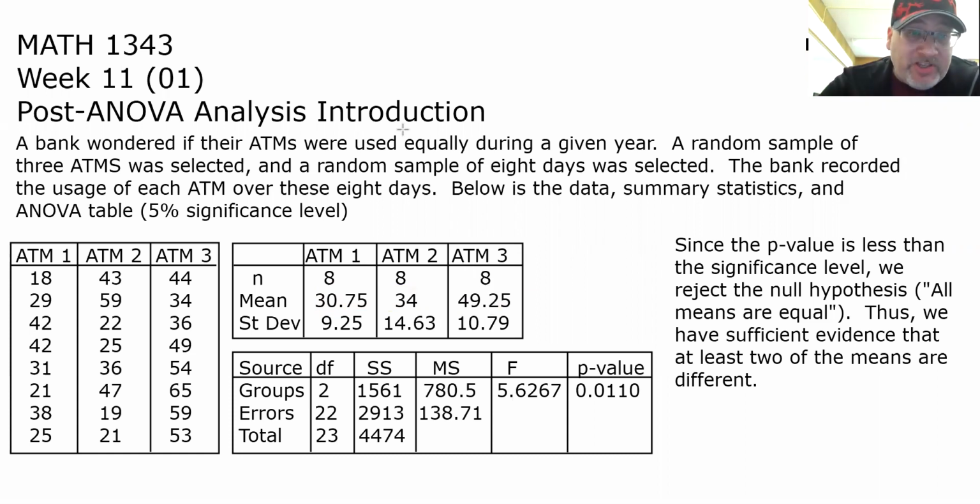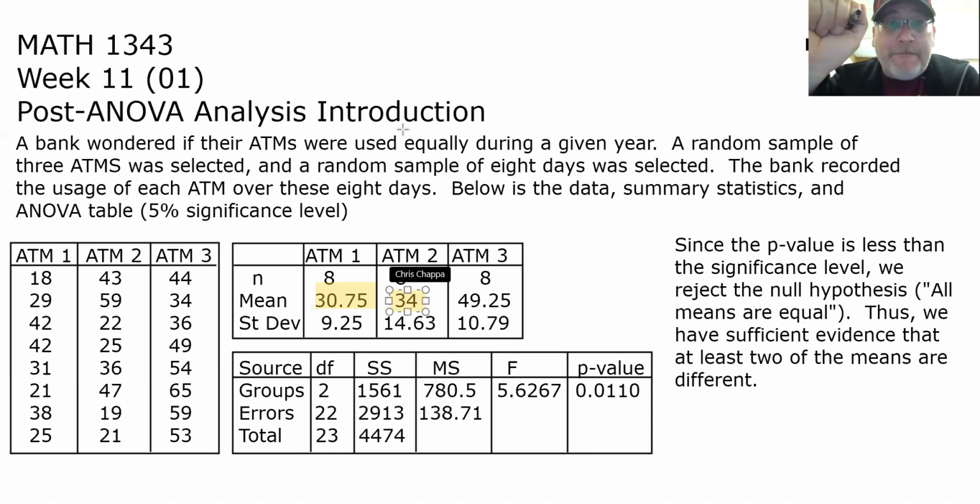Well, what about the 30.75 and 34? Are those different enough to say that their population means might be different? So the conclusion of the ANOVA leaves some unanswered questions, especially if the conclusion is at least two of the means are different. It doesn't say which ones.